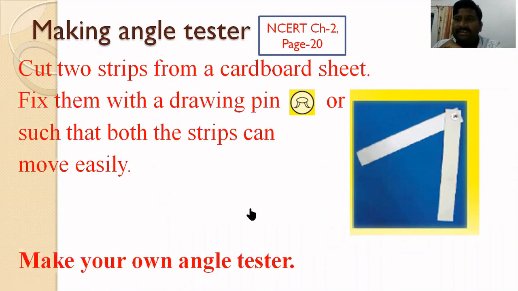Make your own angle tester, and you can comment whether you liked that angle tester or not. You can make it with ice cream strips. You can make it with cardboard strips. Any two kinds of strips may be used, but you have to fix them with a drawing pin so that it can be moved like this. It can be fixed with a screw also. Okay, let us move ahead.